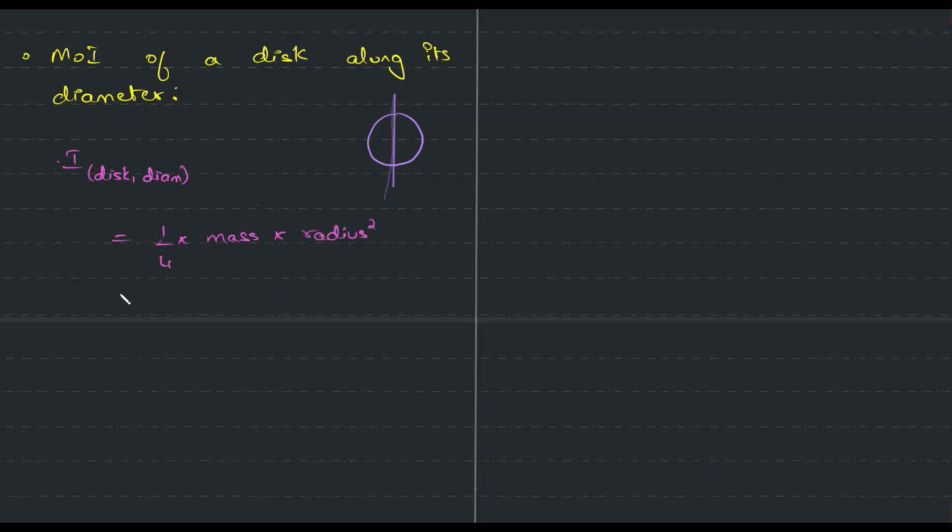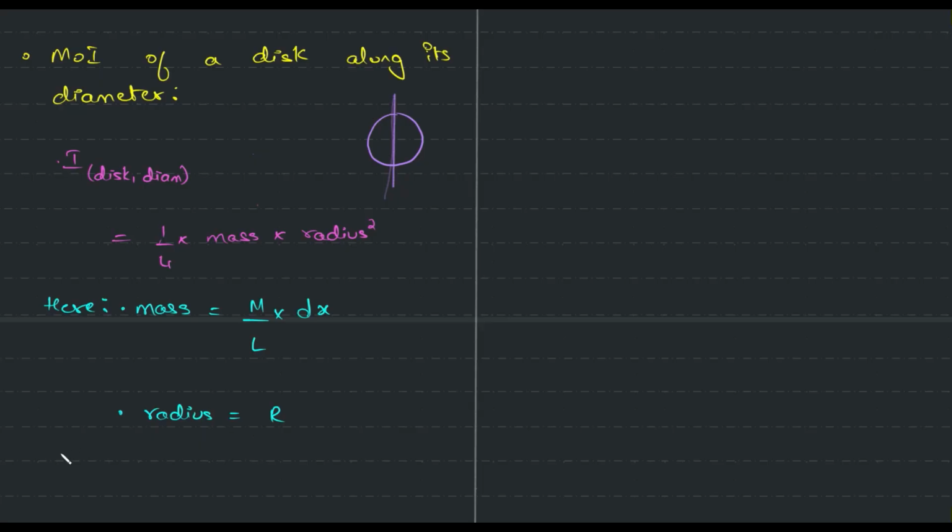That's your formula. But here, what is the mass? Mass of a disk will be mass of the entire structure, that is M, divided along the length L and multiplied by dx. That will give us the mass. And we have the radius of the disk is R.